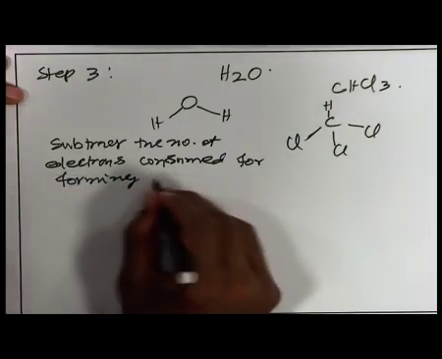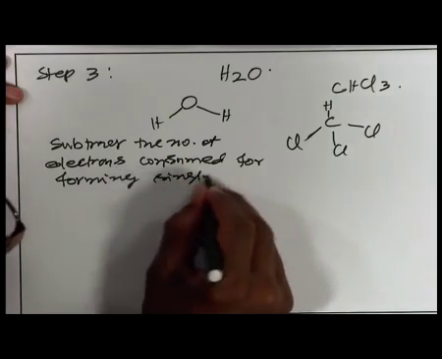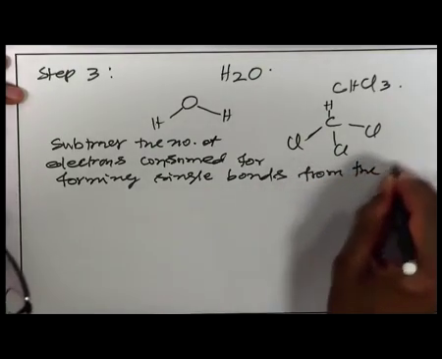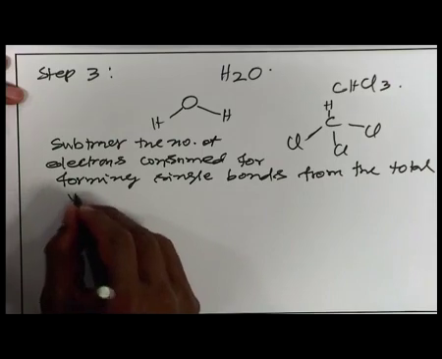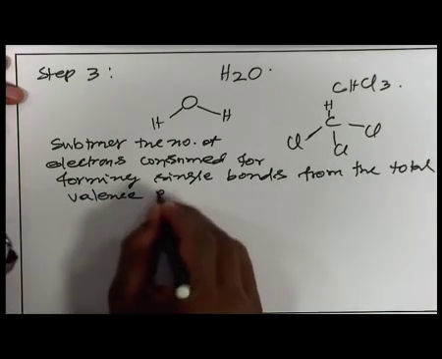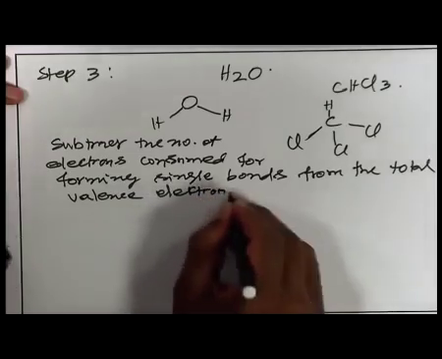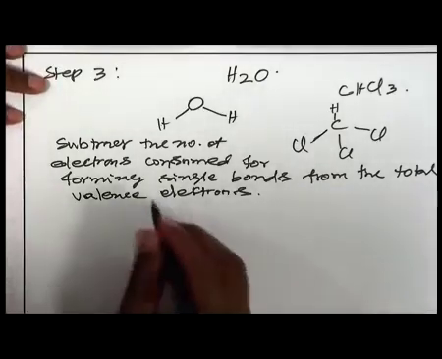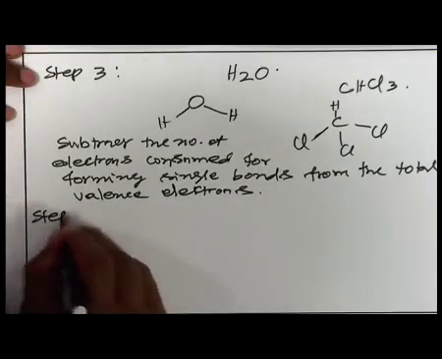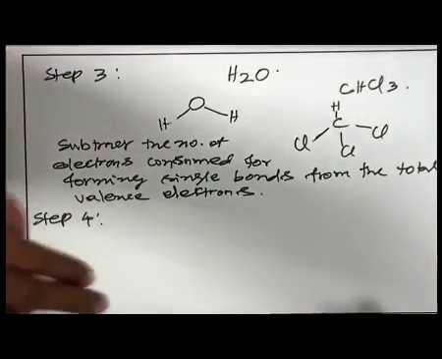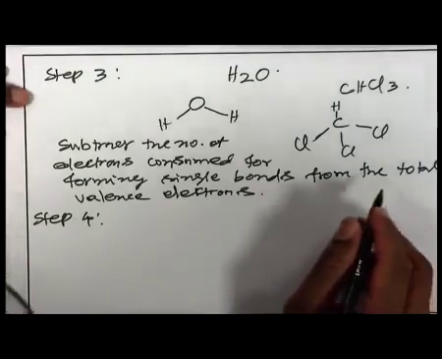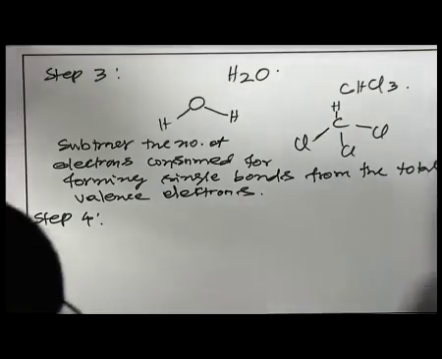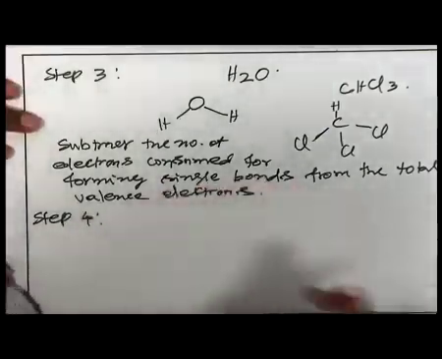For forming single bonds from the total valence electrons. Okay. And then you have to step 4. In step 4, you have to distribute the remaining electrons after subtracting the electrons which are consumed for forming a single bond, okay, should be distributed at the terminal atoms.